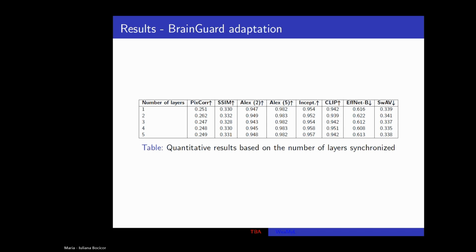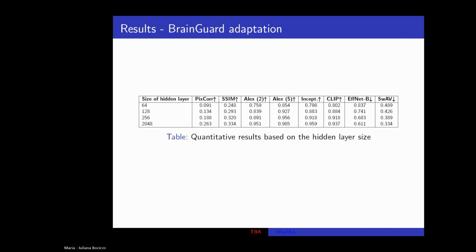We also performed some studies on the number of layers synchronized, and I think not all of them are included here, but mostly we saw that if we use a larger number of layers, then we get better results. Next slide, please. And also on the hidden layer size, we performed some studies, and we saw the performance decrease when lowering the size.